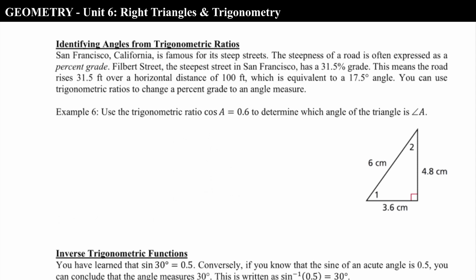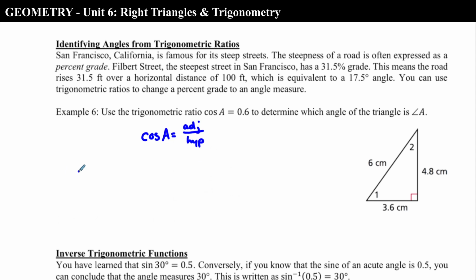Now you can use trigonometric ratios to change a percent grade into an angle measure. So we're going to do that with example 6 here. We're going to use a trig ratio, cosine of A equals 0.6, to determine which angle of the triangle is angle A. So we're going to determine, is angle 1 or angle 2 angle A? So cosine of A is going to be your adjacent leg over your hypotenuse. So adjacent over hypotenuse.